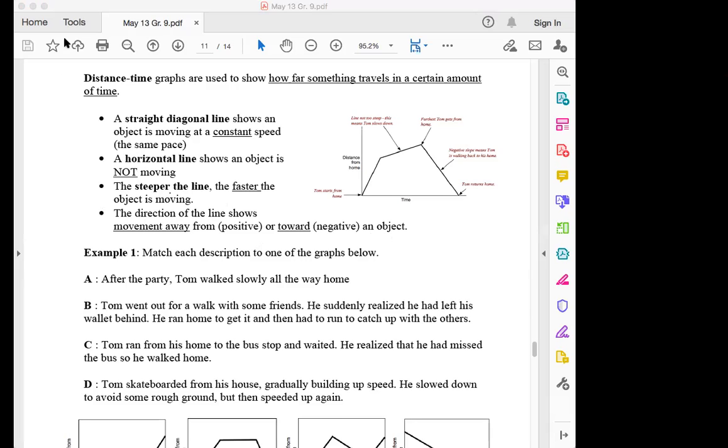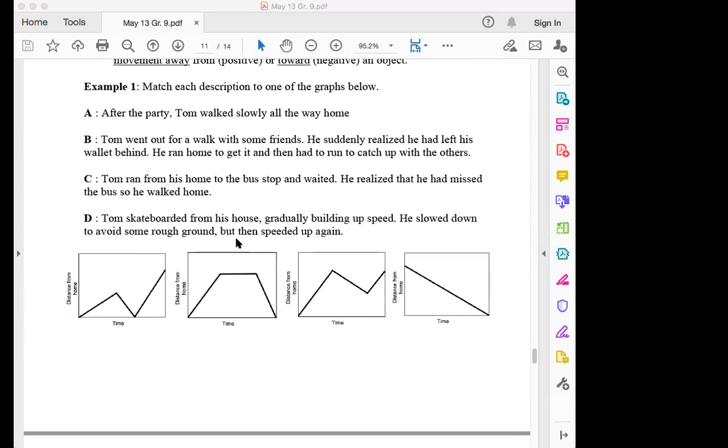If we look here at example 1, we've got different graphs and different statements. We have to match each description to one of the graphs below. After the party, Tom walked slowly all the way home. This one shows quite a bit of change: somebody walking and then stopping and then maybe going back. Same with that one, whereas this one is constant. It says he just walked slowly all the way home, so he walked slowly until he got home.